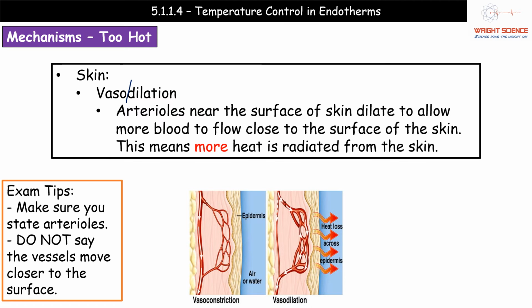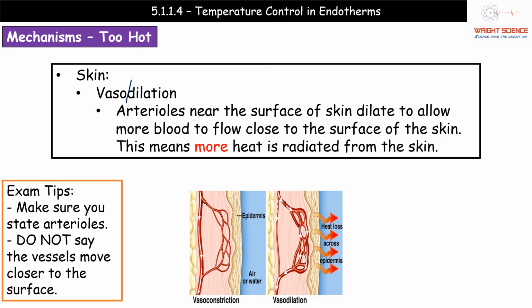Now, what we're going to find is that near the surface of the skin, what we have are those little arterioles. And if we are too hot, they are going to actually dilate. And the reason they do that is because if they're dilated, that means that they've widened their lumen, and therefore more blood is going to flow close to the surface of the skin. If more blood flows close to the surface, more heat is radiated from the skin to the surroundings.